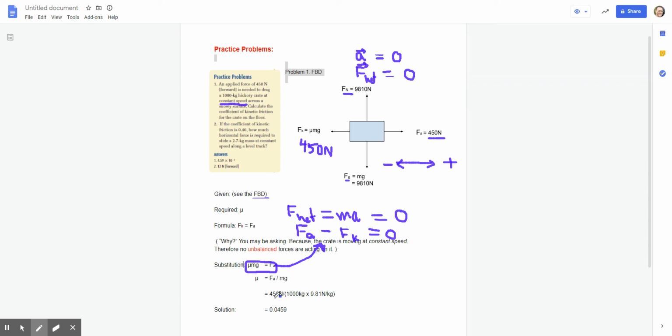And then we've got our 450 newtons divided by our 9,810 newtons, which gives you a coefficient of friction of 0.0459. And I hope that helps out.